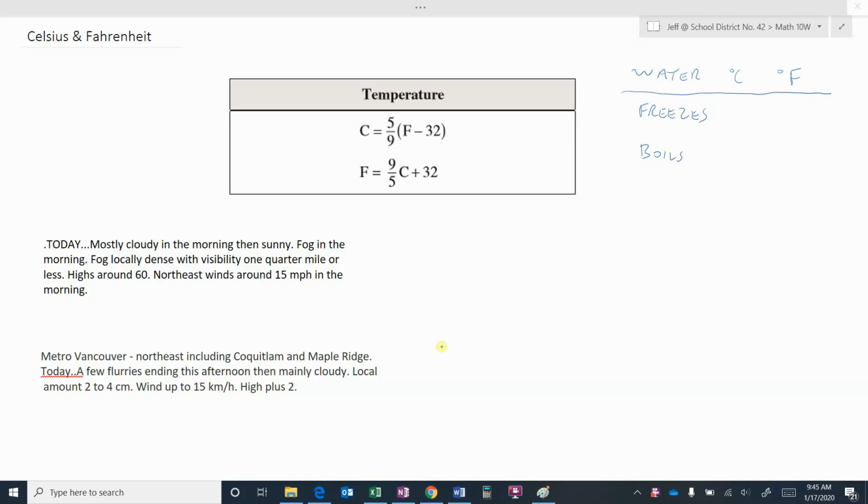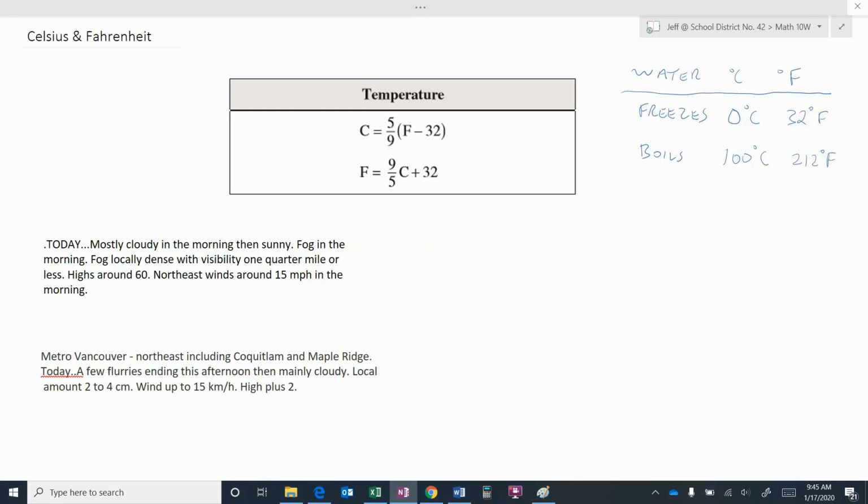But just for reference sake, if you think of water, in degrees Celsius, that freezes at 0 degrees and it boils at 100 degrees Celsius. So that's actually how the Celsius scale was developed. They looked at water, said let's make it 0 degrees when it freezes and let's make it 100 degrees when it boils, and there's our scale. In Fahrenheit, water freezes at 32 degrees Fahrenheit and it boils at 212 degrees Fahrenheit. So that's just for some reference.